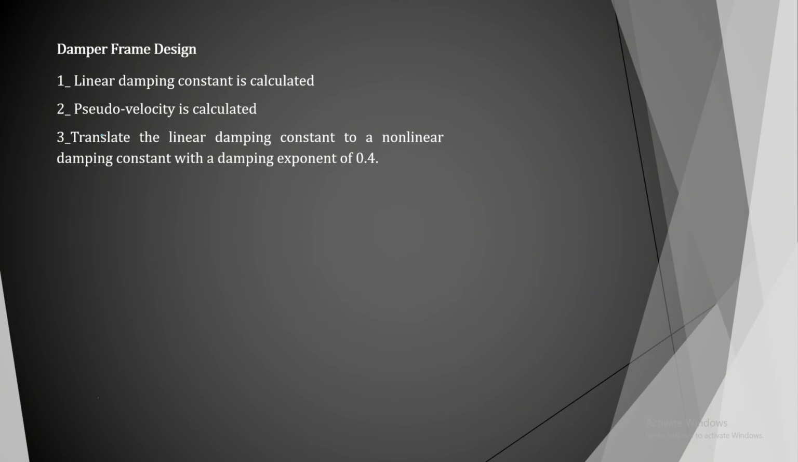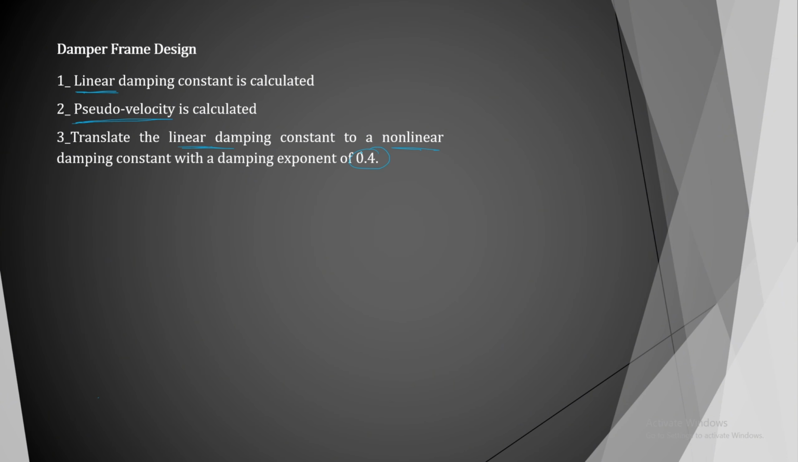In this lesson, we will calculate the properties of the fluid viscous dampers, and we will first start with damper frame design. The selection of the damping constant follows a prescriptive approach. First, a linear damping constant is calculated based upon achieving the required viscous damping ratio, the fundamental period and the stiffness of the floor where the damper will be located. Then a pseudo velocity is calculated based upon the fundamental translation period and used to translate the linear damping constant to a nonlinear damping constant with a damping exponent of 0.4.